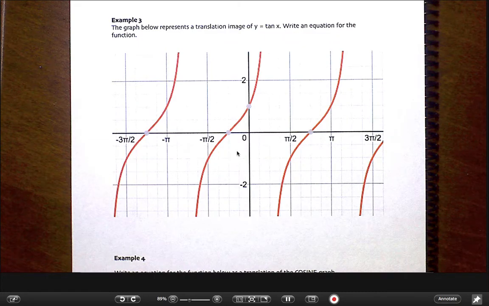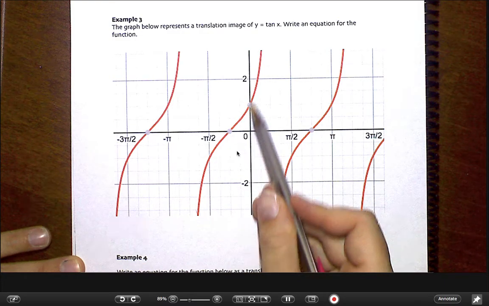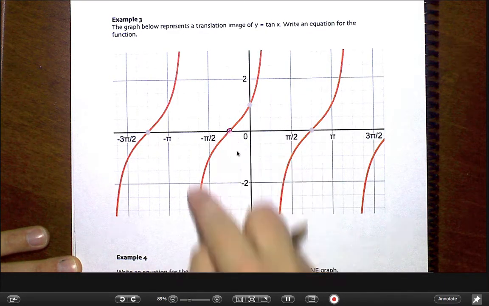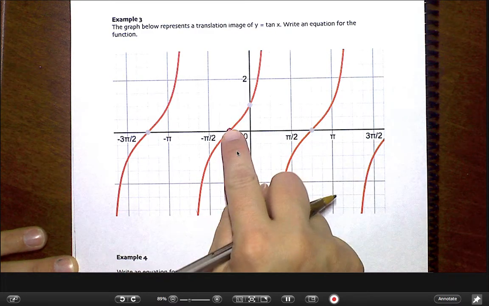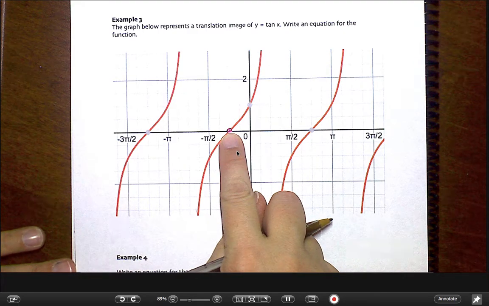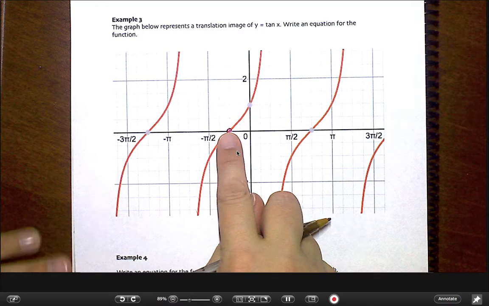And we want to know how. Well, if you look at the way this curves, this is kind of that center point of the curve. Look, it's the same here and the same here. That's where you've got that rotational symmetry, right? So I can tell that this tangent graph hasn't been shifted up or down at all. There's no vertical shift here.